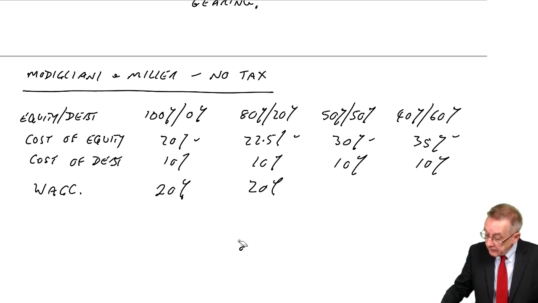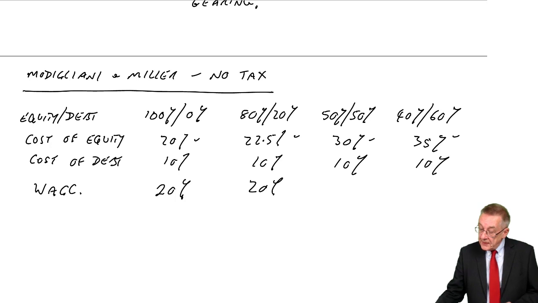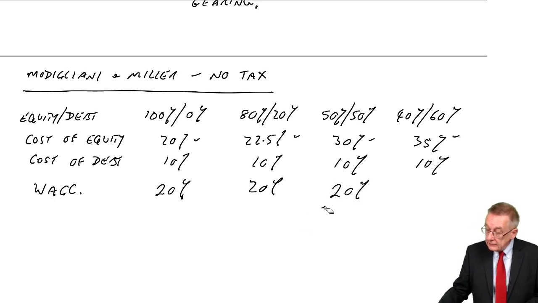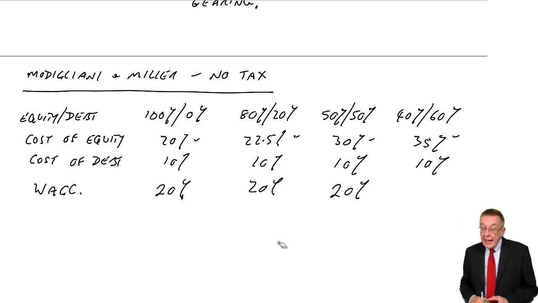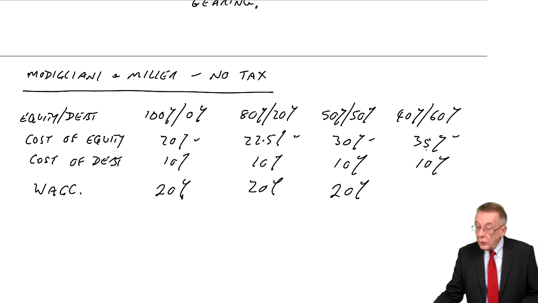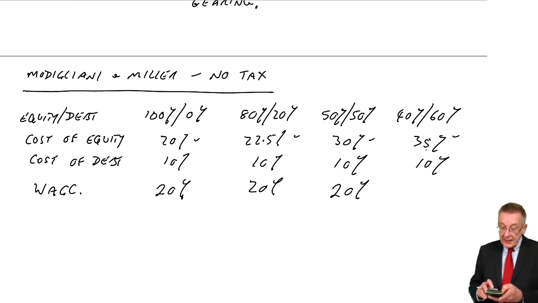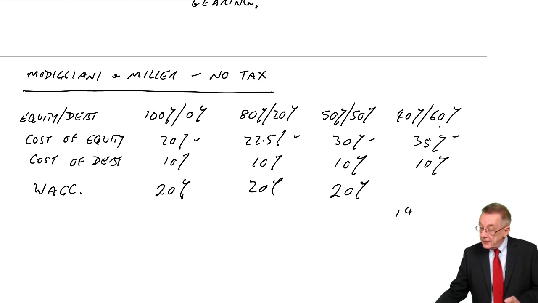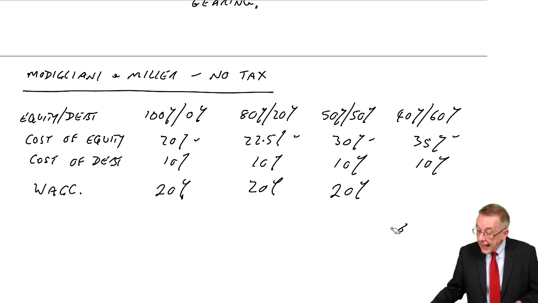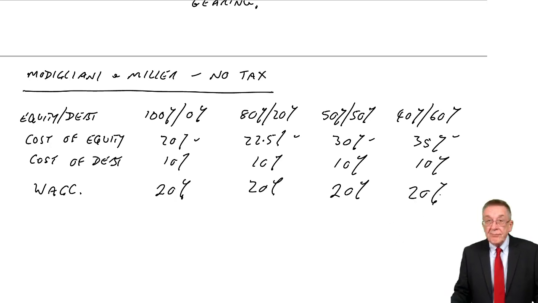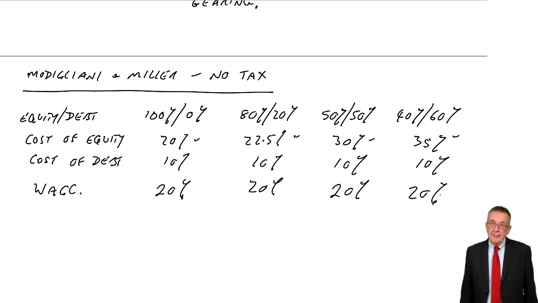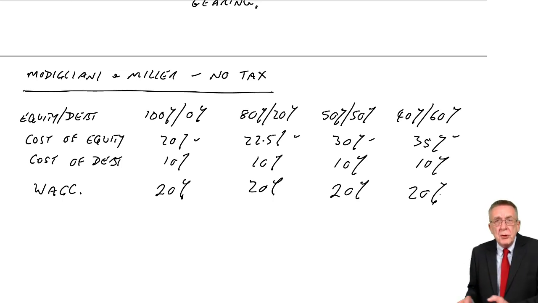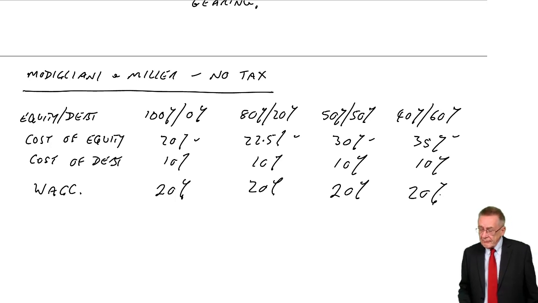If it's 50-50, 50% equity, 50% of 30 is 15, 50% debt of 10 is 5. Again, a weighted average of 20. And 40-60, well, 40% equity at 35% is 14, 60% debt at 6% is 6. The weighted average, again, 20%. Now, again, this is only illustrative. You won't be asked to do this, but it's just to prove to you that it can happen.